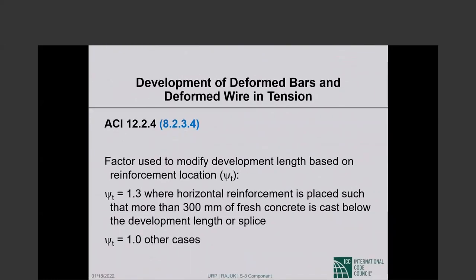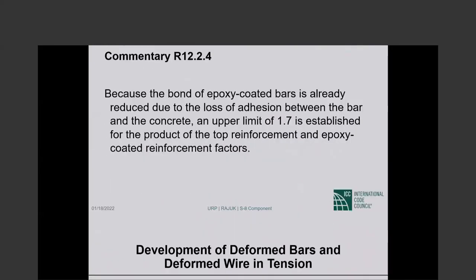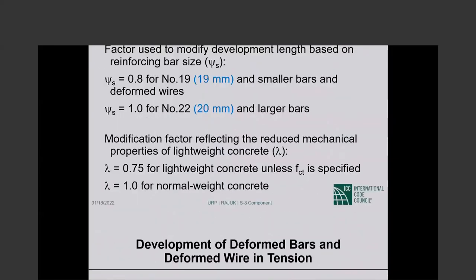One second. I think I may have forgotten the c sub b.